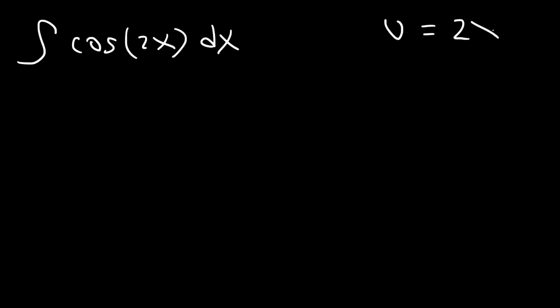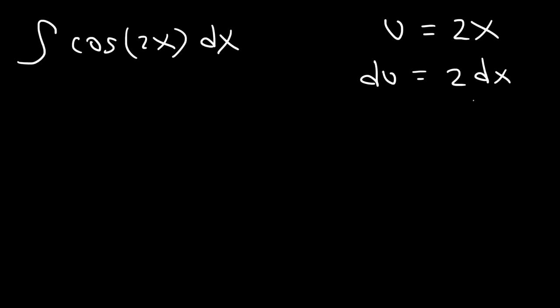What is the integral of cosine 2x dx? How can we find the indefinite integral of that expression? We need to use something called u-substitution. We need to make u equal to the angle of cosine, that's 2x. And then we need to find du, the derivative of 2x, that's 2 dx.